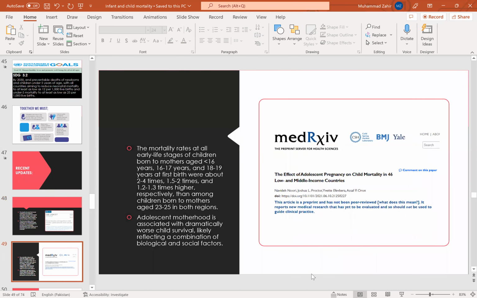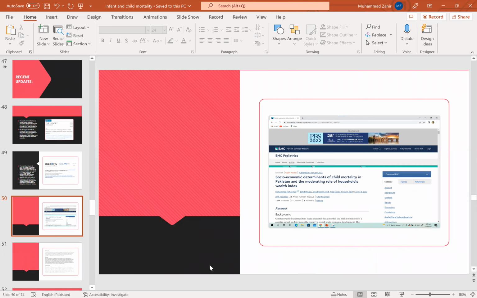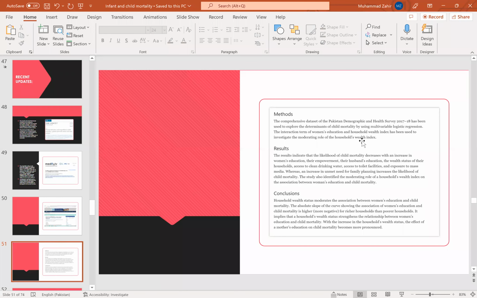Again, the effect of adolescent pregnancy on child mortality in 46 low- and middle-income countries shows that adolescent motherhood is associated with dramatically worse child survival, likely reflecting a combination of biological and social factors. Another study looked at socioeconomic determinants of child mortality in Pakistan and the moderating role of the household wealth index. The Pakistan Demographic and Health Survey 2017 to 18 was used, and the results indicate that the likelihood of child mortality decreases with an increase in women's education, their empowerment, their husband's education, the wealth status of their household, access to clean drinking water, access to toilet facilities, and exposure to mass media.